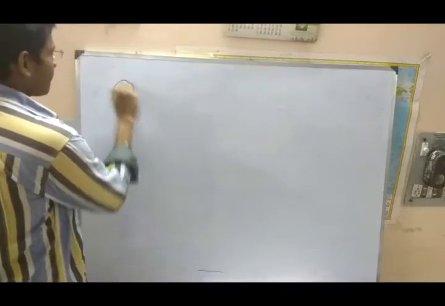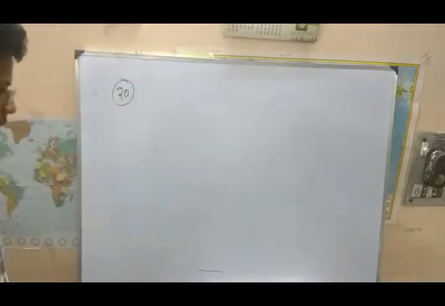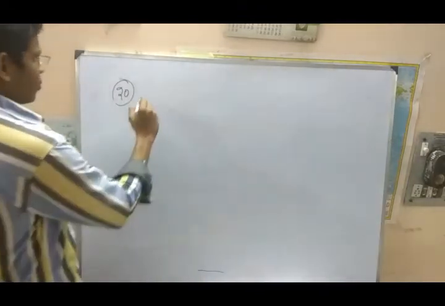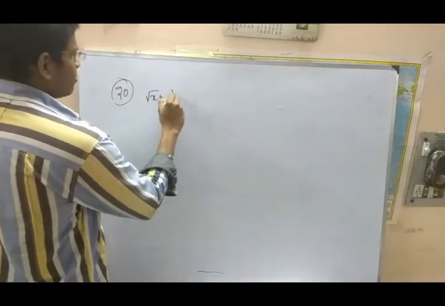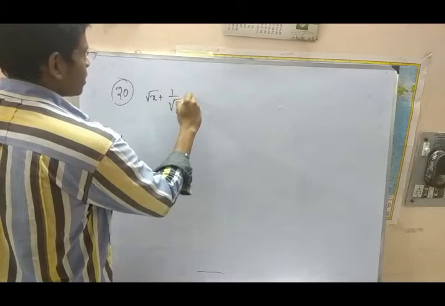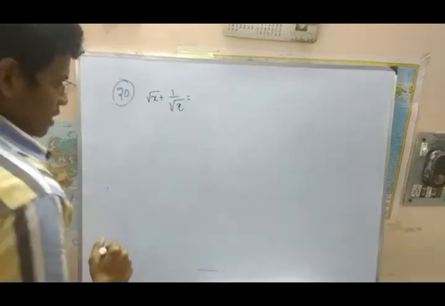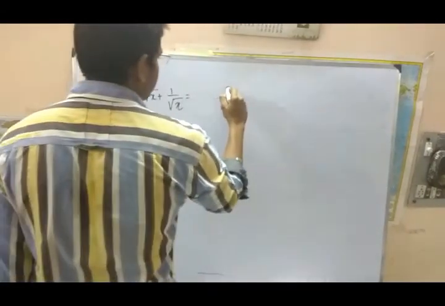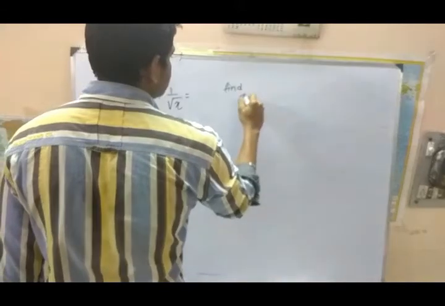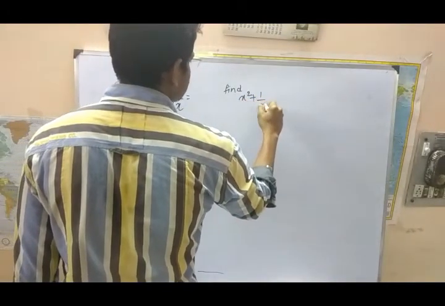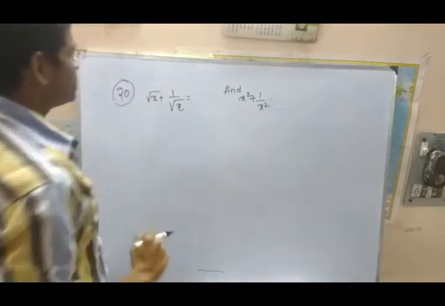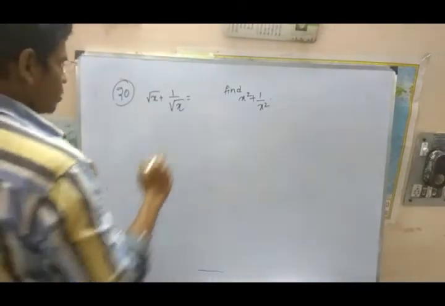So we'll take the next question, 20. In 20 we have root x plus 1 by root x equal to root 14, and they ask us to find x square plus 1 by x square.